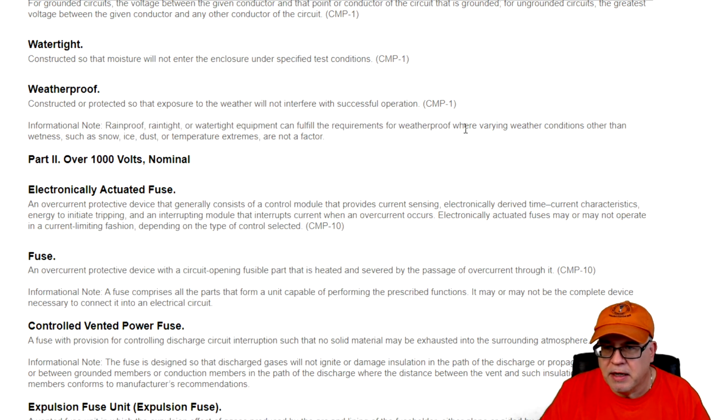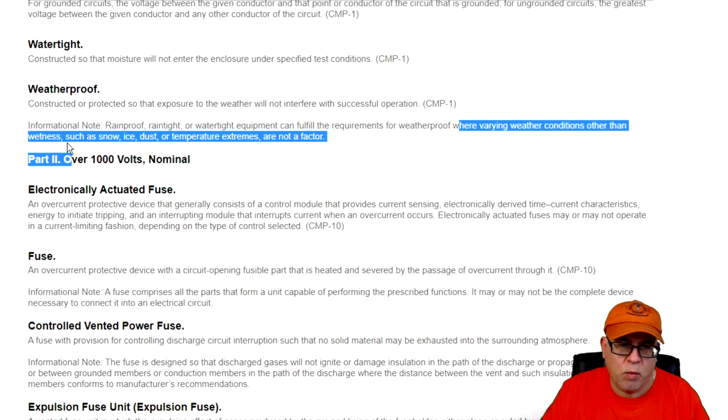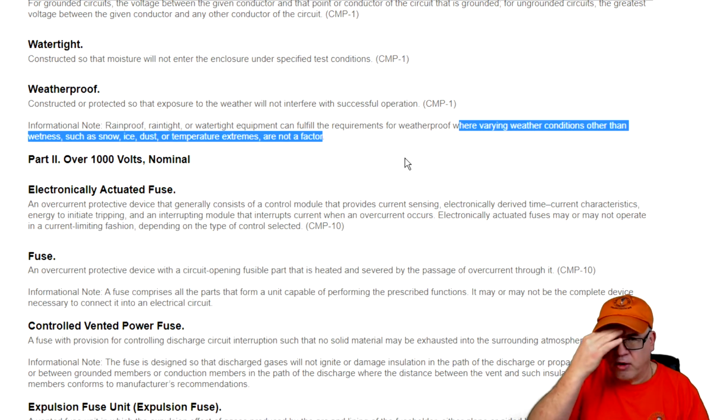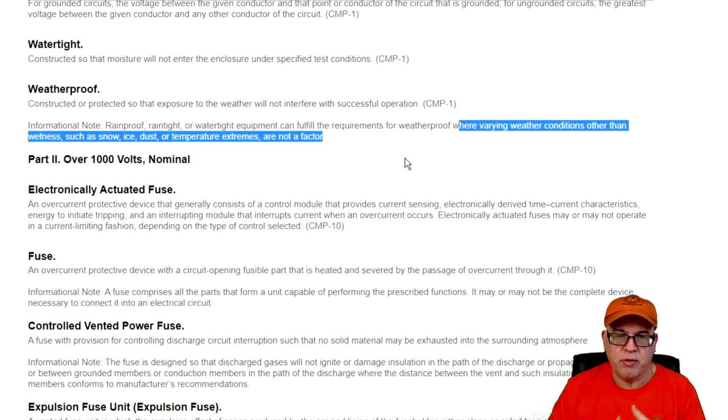And it says for weatherproof, where varying weather conditions other than wetness, such as snow, ice, or dust, or temperature extremes, are not a factor. So I can use rainproof, rain tight, watertight enclosures. They can meet the requirements of weatherproof, again, where varying weather conditions other than wetness, such as snow, ice, dust, or temperature extremes, are not a factor. So I get some overlap to work with that.